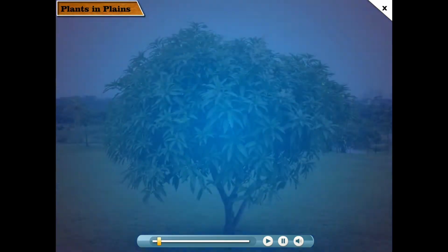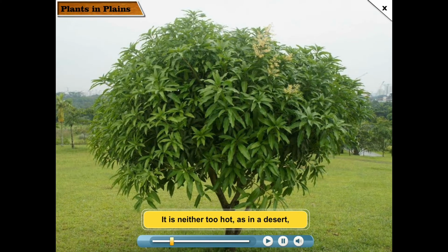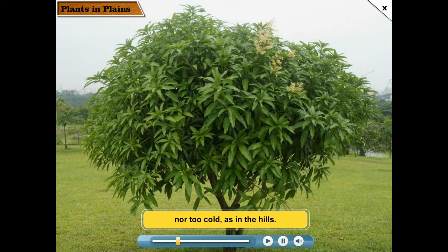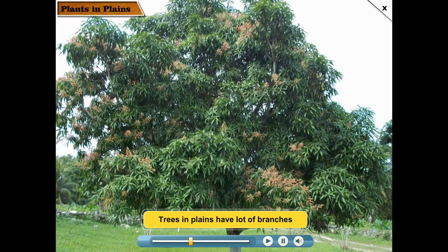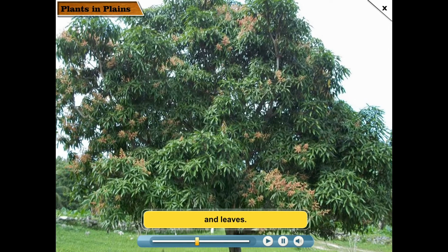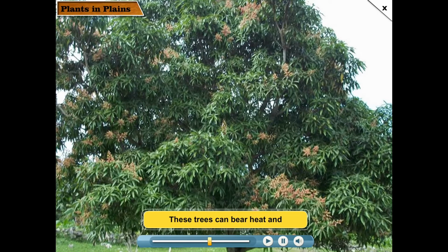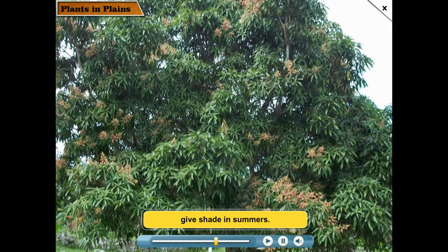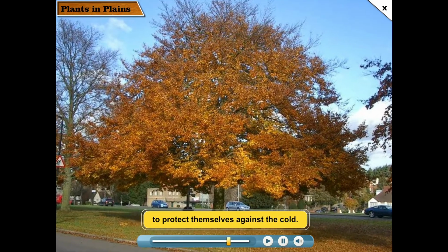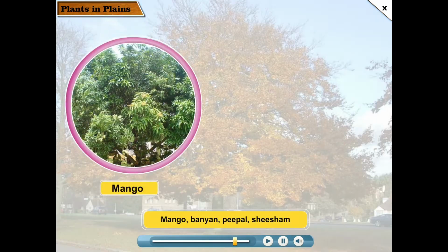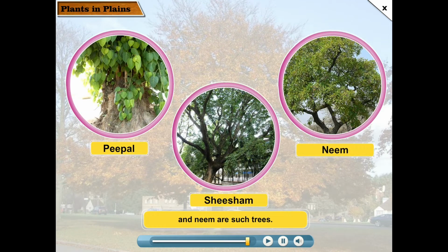Plants in plains. Plains have a moderate climate. It is neither too hot as in a desert nor too cold as in the hills. There is sufficient rainfall. Trees in plains have a lot of branches and leaves. Their stems are solid with many branches. These trees can bear heat and give shade in summers. But in winter, they shed their leaves to protect themselves against the cold. Mango, banyan, peepal, shisham, and neem are such trees.